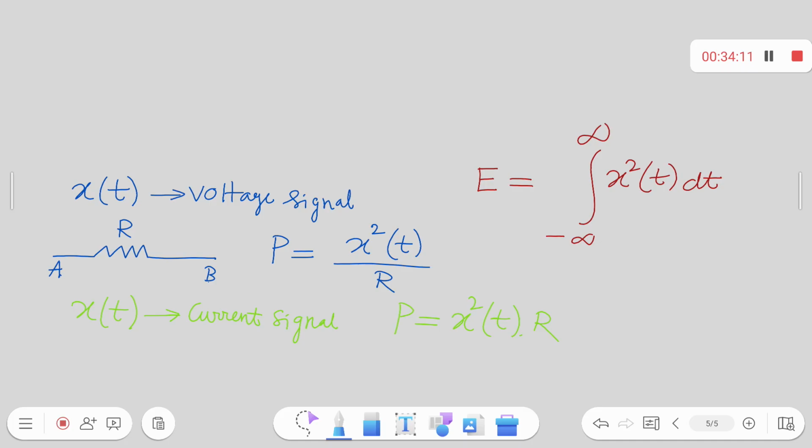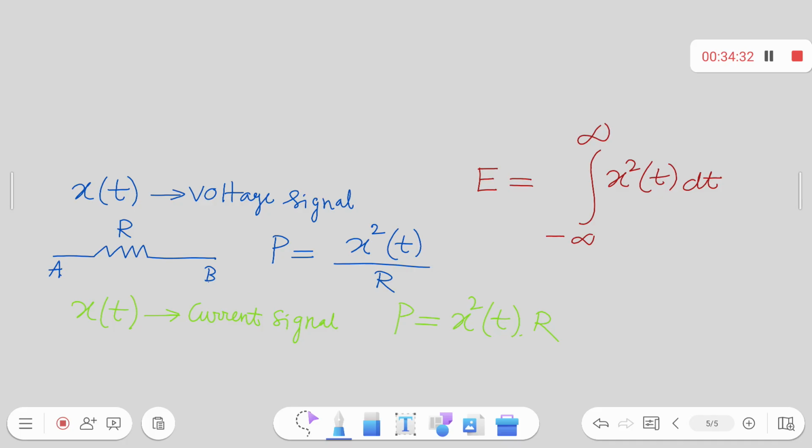That will go towards infinity. So energy is becoming infinite. This kind of signal is defined for all values of time, and you don't have any decay component. If you integrate from minus to plus infinity, the total value is becoming infinite.